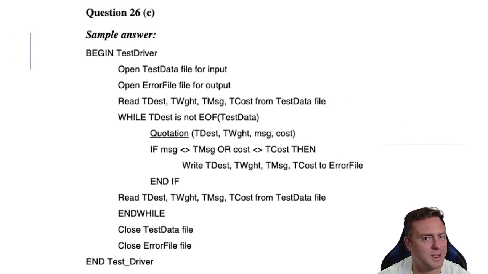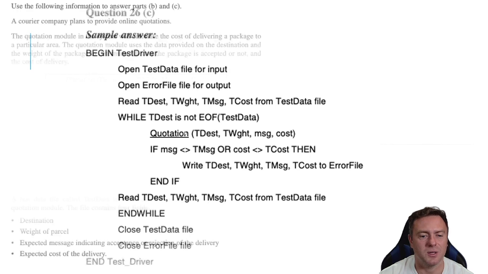And here is the sample answer that came from Nessa. So begin test driver. We want to open the test data file for input. We then want to open the error file for output for any of the things that go wrong. We then want to read the test destination, test weight, test message, and test cost from the test data. And while test data is not at the end of the file, which is this one here, because that's what the sentinel value will be reading.